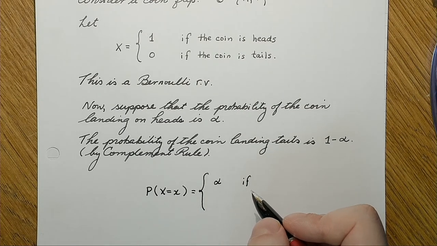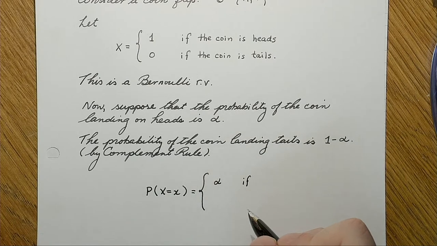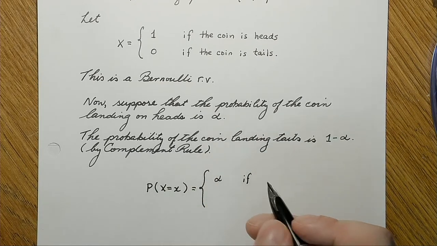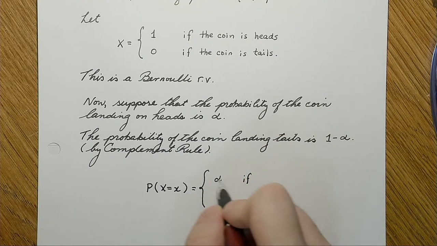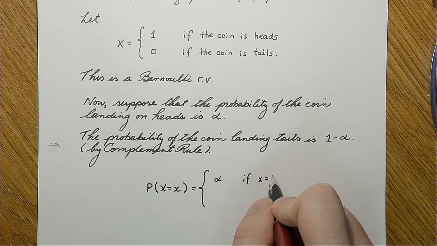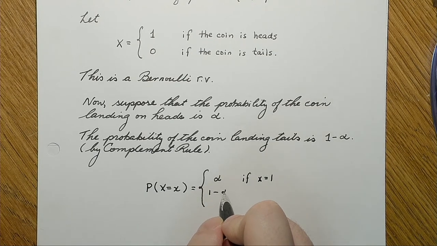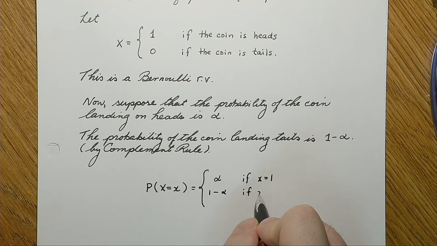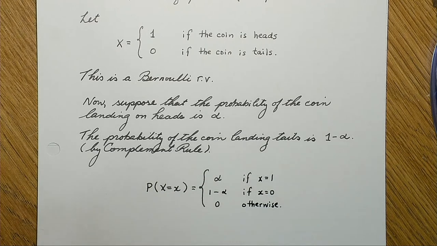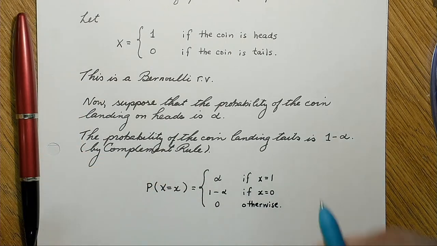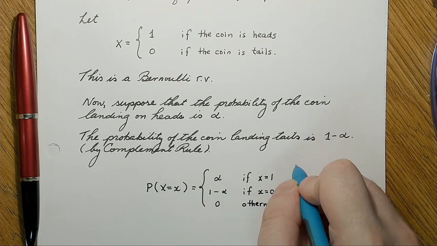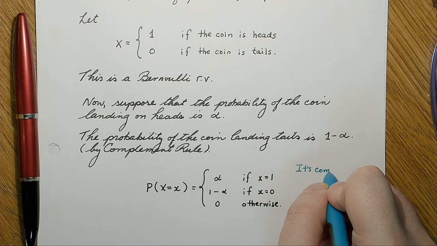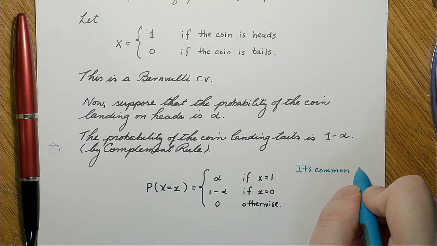So you could express it as a table. You could express it as this equation that involves a case. This is what I mean by cases, because we're breaking it down case by case. 1 minus alpha if x equals 0. And 0 otherwise. Now, I just want to make a little note, because in the book they do start to specify 0 otherwise, but it's common practice, at least in probability theory.